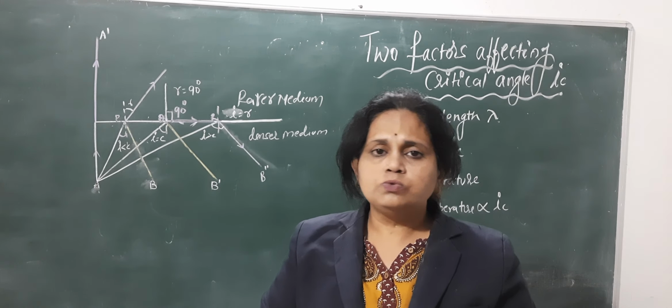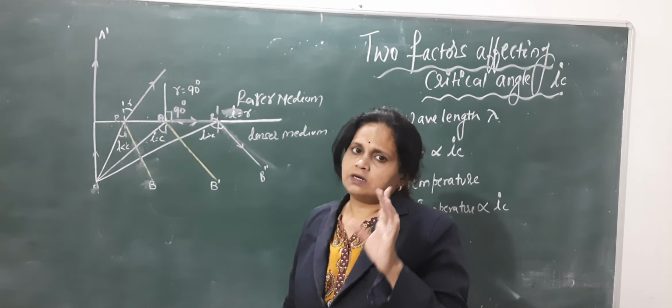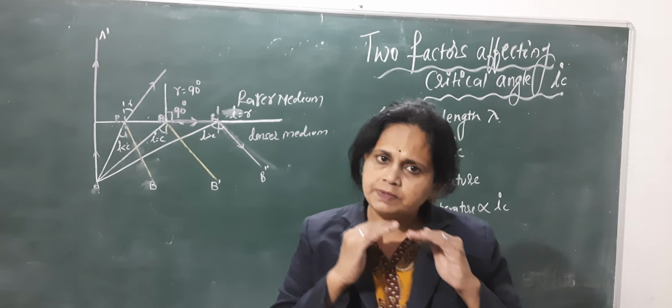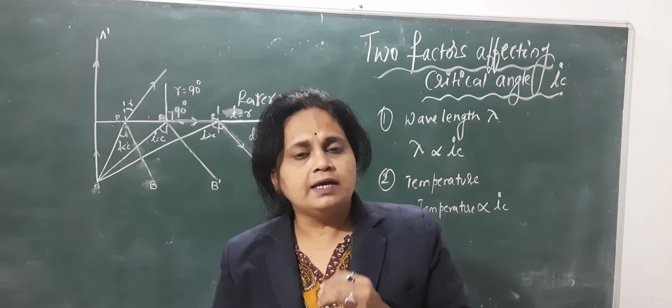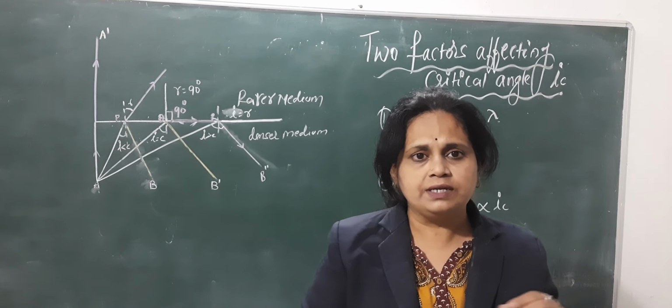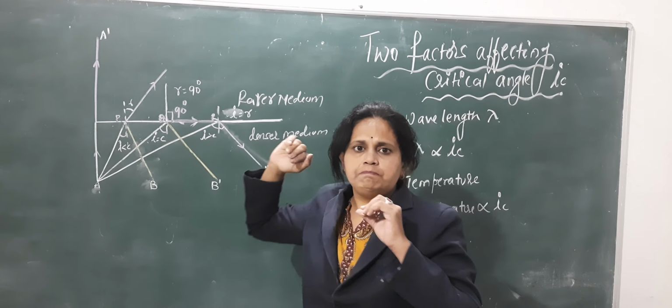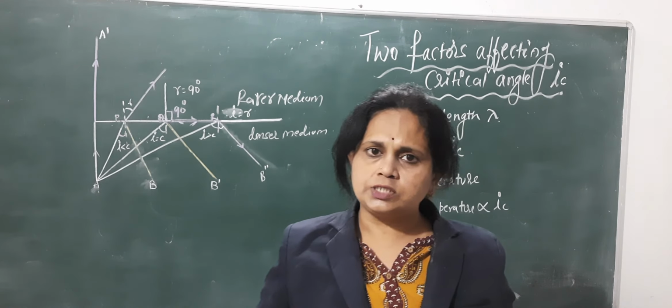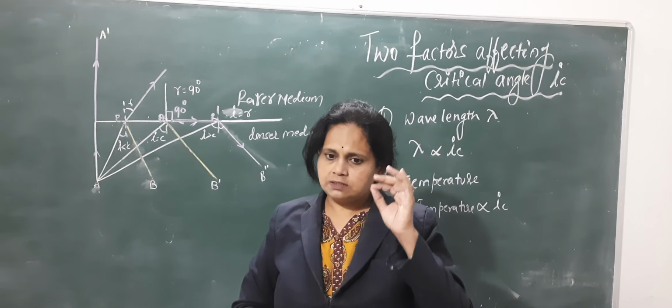So what are the two conditions for total internal reflection? Simple and sweet. First, the ray of light should always travel from denser to rarer medium. Second, the angle of incidence should be greater than the critical angle of that particular pair of media. If these two conditions are satisfied, then total internal reflection occurs.